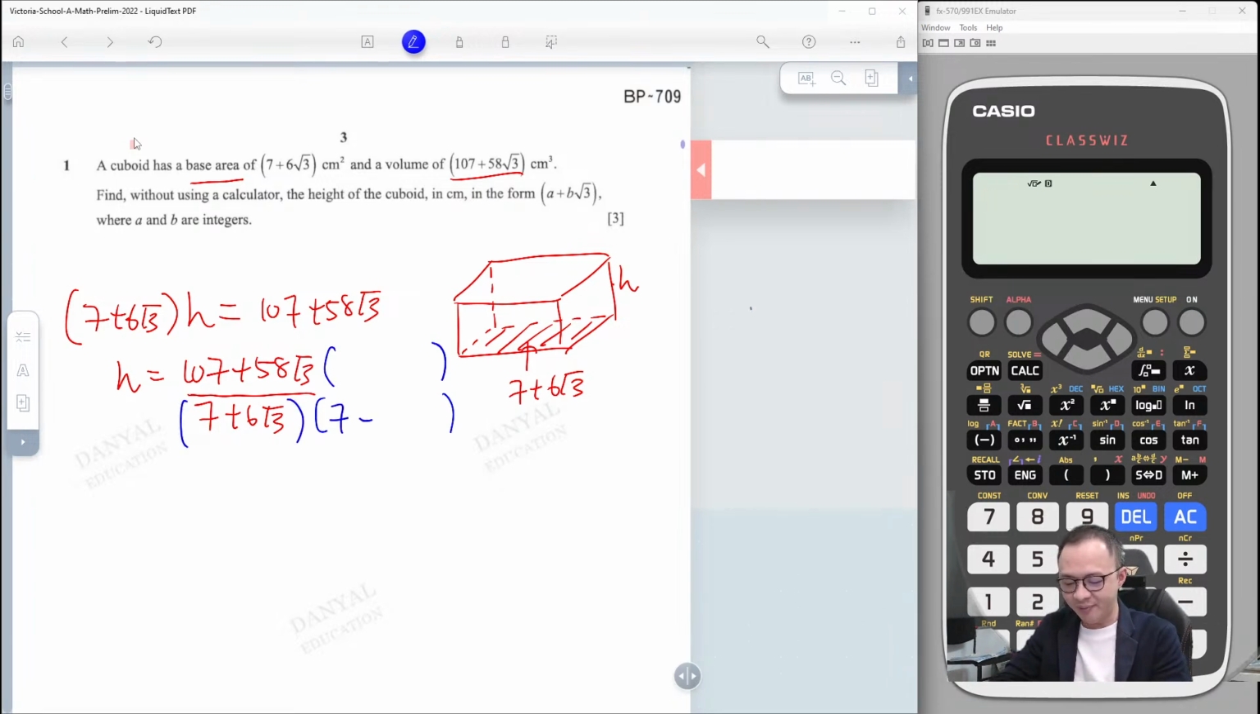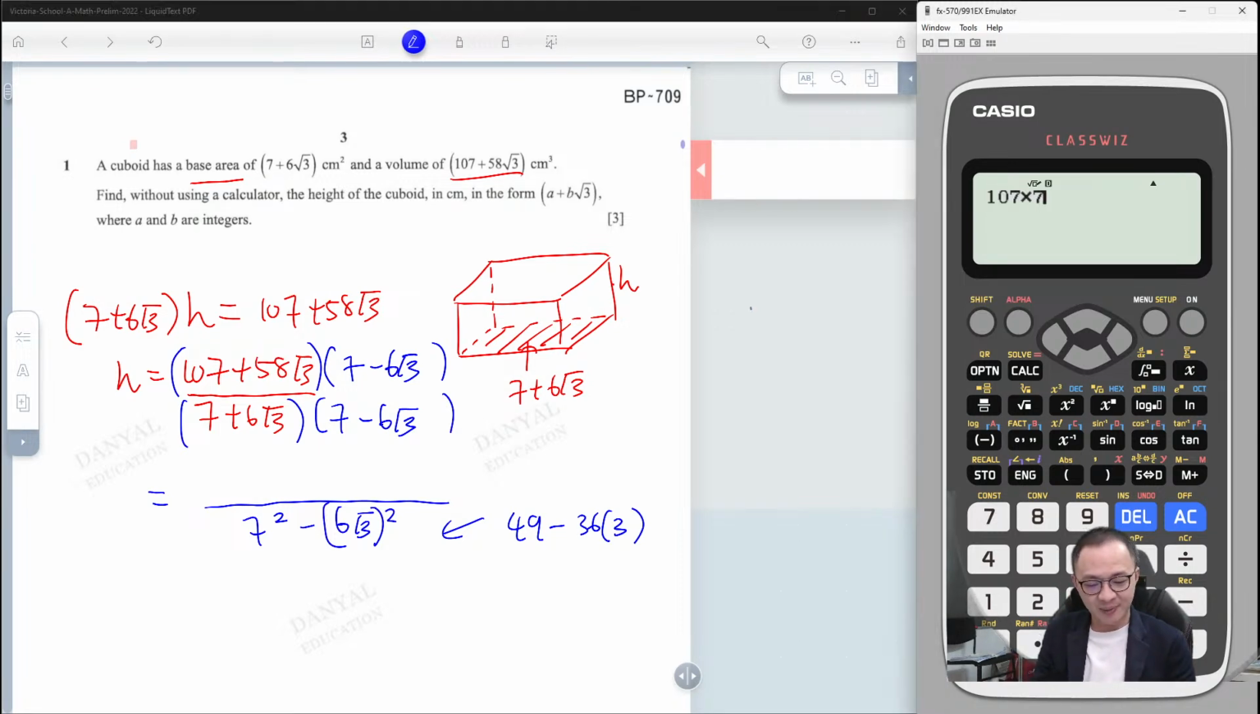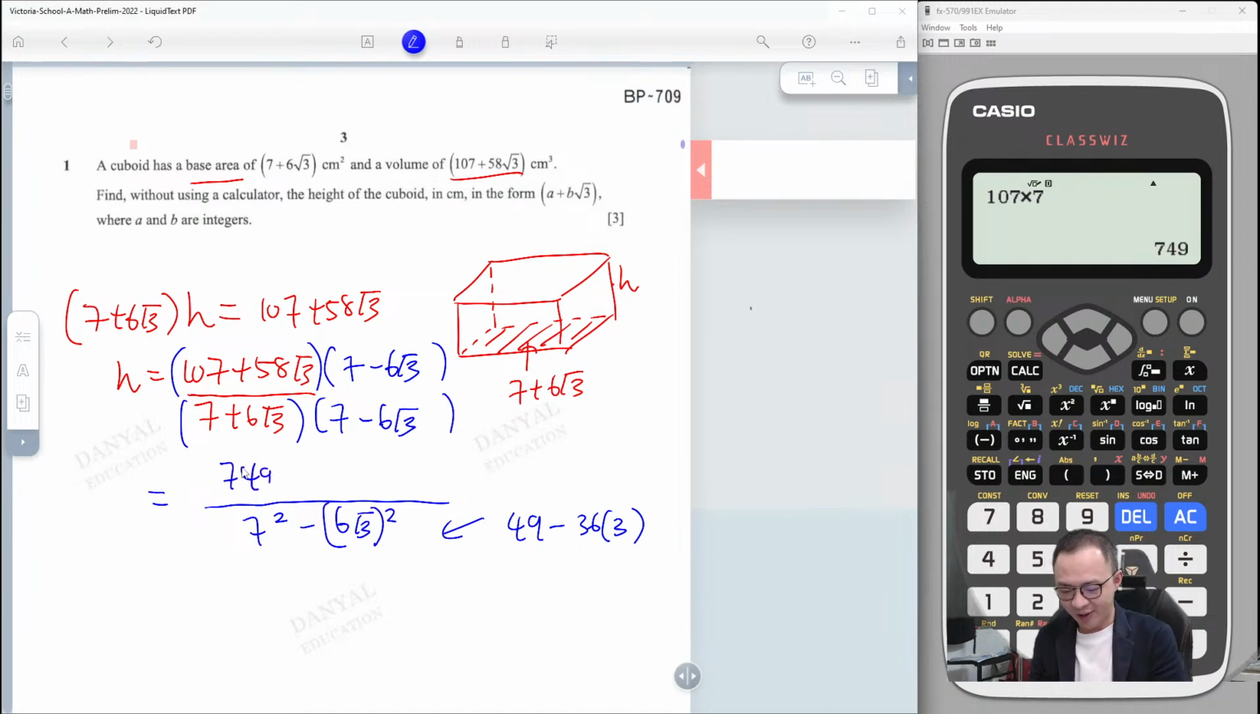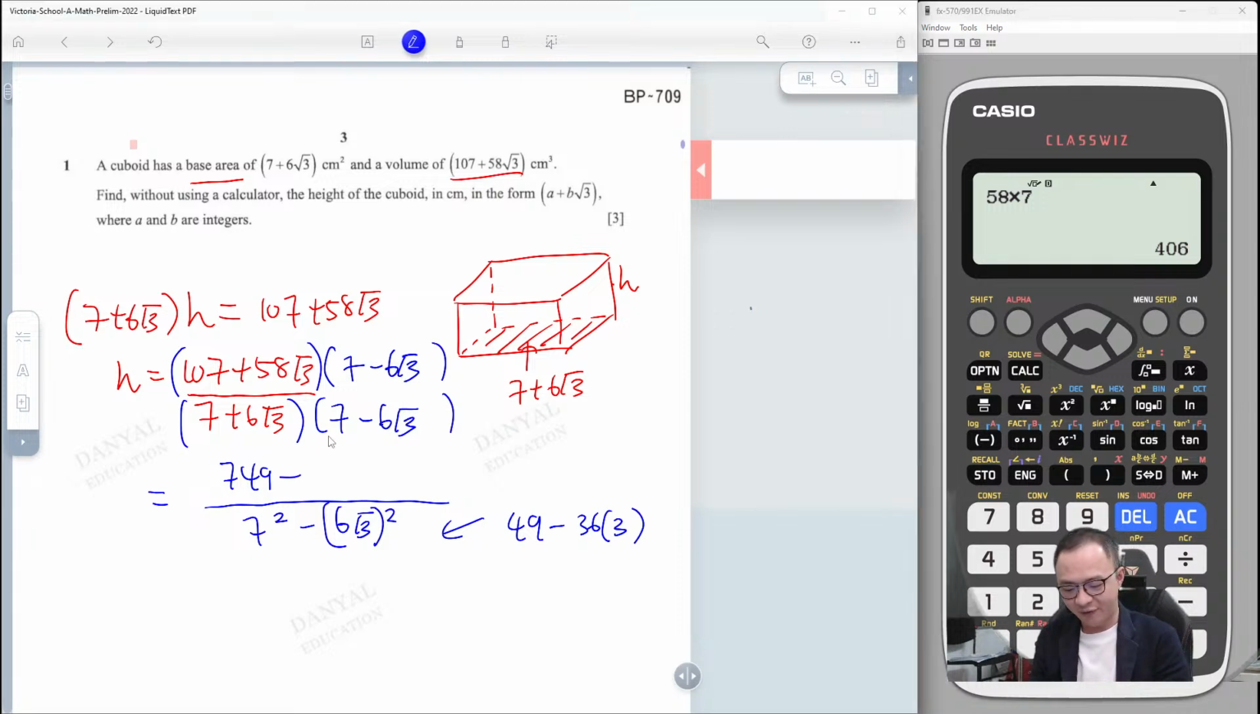Okay, so this is 7 minus 6 root 3, 7 minus 6 root 3 here. So we will do it one by one. A plus b multiplied by a minus b, we get a squared minus b squared. So the bottom is actually 49 minus 36 times 3, which is a very big number. Never mind, we solve later. Then 107 multiply 7, I guess 749. And 58 multiply 7, I will get 406 root 3.